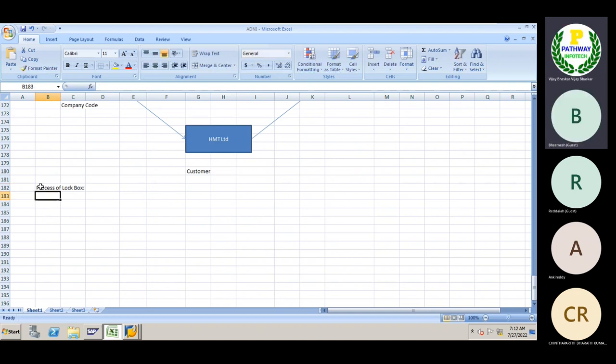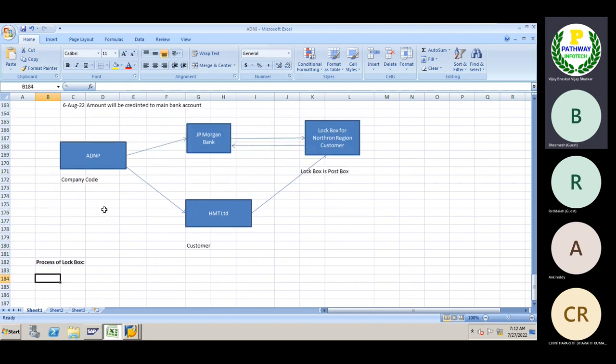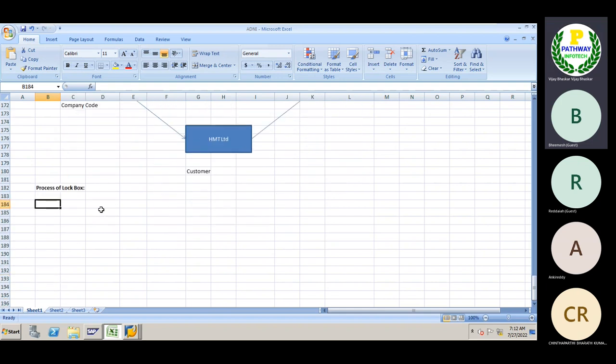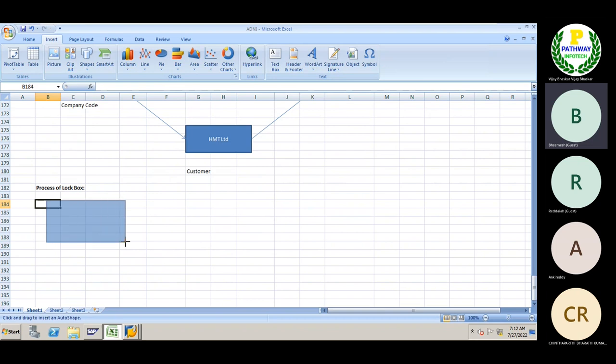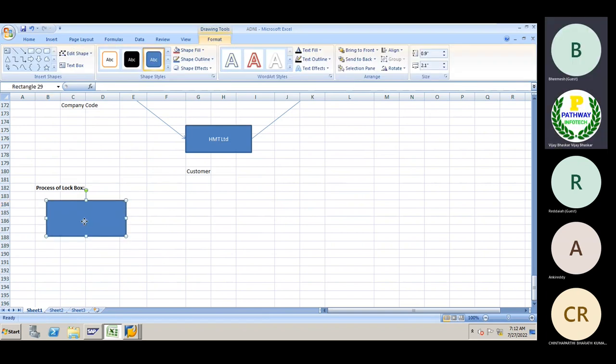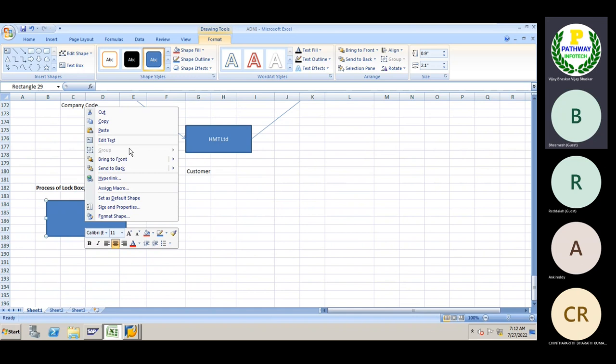Remember, this is a very, very important one for interviews. If you try outside, wherever you look, even in videos, there are only some blogs about the lockbox functionality, but no one has explained it properly. Even if you want to learn outside, that is the reason, please concentrate here. Now we'll see the process of the lockbox, from where it is going to start.